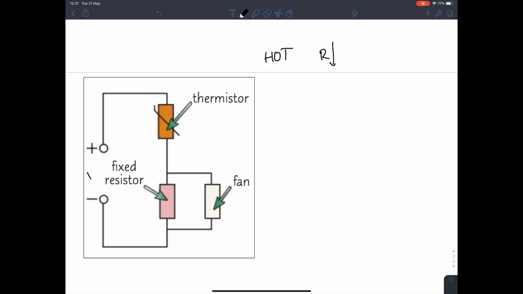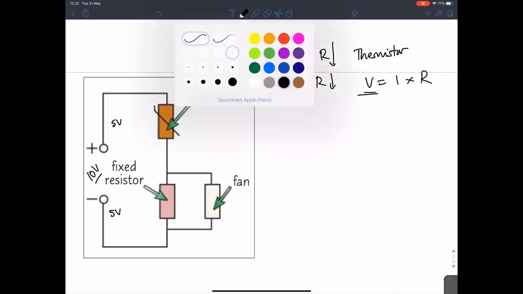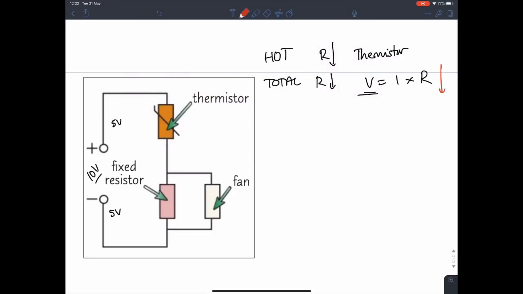Now also remember over here that this is fixed to 10 volts, for example, and that's shared between, let's say 5 volts for this guy and 5 volts for the fixed resistor. Yeah, I'm just using random numbers here. It might not be 10 in your exam. Now, when it becomes hot, the resistance of the thermistor begins to drop. That means that the total resistance in the whole circuit also drops. And since V equals IR, so the total voltage equals total current times total resistance, and we know that the total voltage is not going to change. So if the total resistance has just dropped, that means that the total current in the circuit will increase.